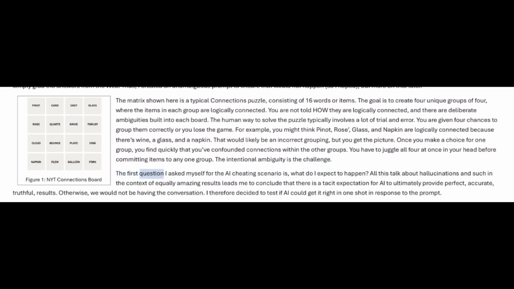The first question I asked myself for the AI cheating scenario is, what do I expect to happen? All this talk about hallucinations and such in the context of equally amazing results leads me to conclude that there's a tacit expectation for AI to ultimately provide perfect, accurate, truthful results. Otherwise, we would not be having the conversation. I therefore decided to test if AI could get it right in one shot in response to the prompt.